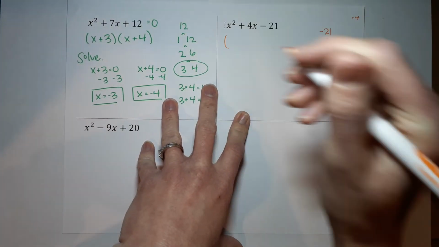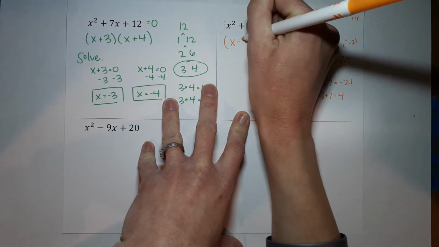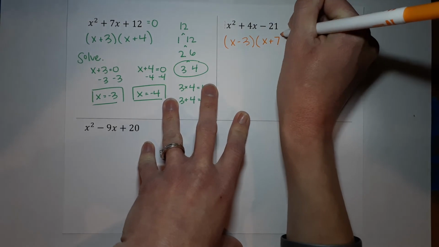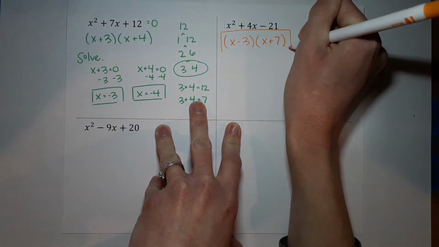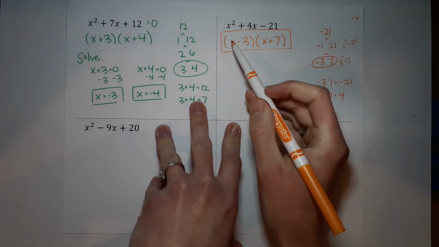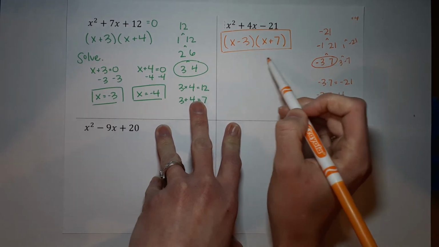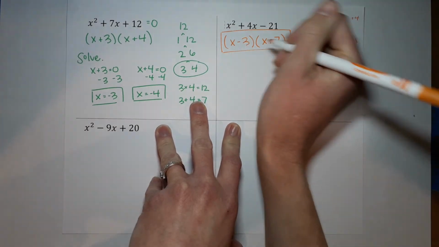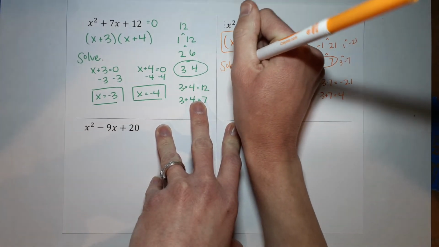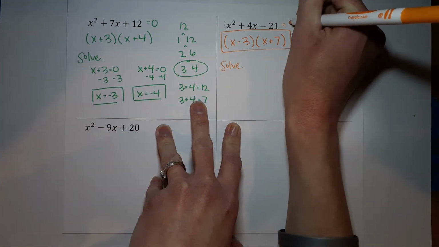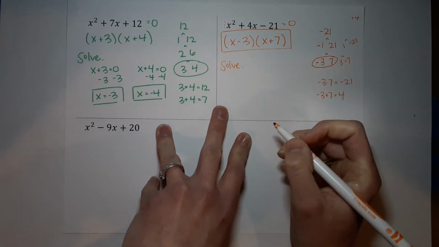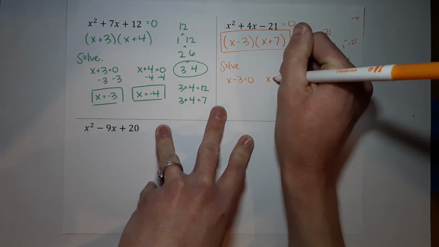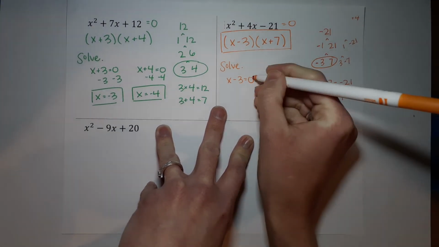Now, I'm just going to put them with the parentheses. Okay, those are my two parentheses. Again, you can always multiply them out to make sure you get this. Okay, if you are asked just to factor, you're done. If you are asked to solve, remember this will be equal to 0. You just set them equal to 0. Okay, set each of them equal to 0.